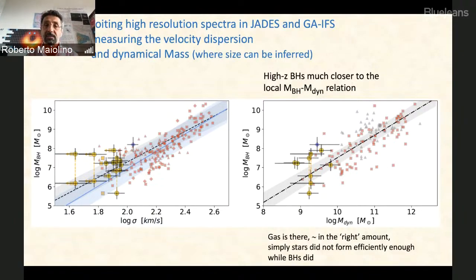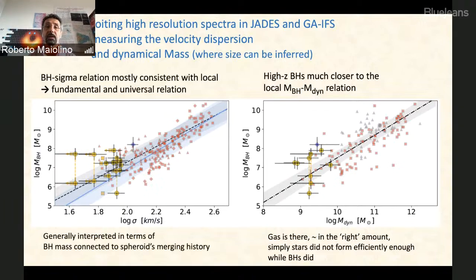Now, if we take only the information of the velocity dispersion, which is the more direct measurement, and so ignore the radius, we can plot these objects in the black hole-sigma relation, which locally we know is the tightest among all the black hole scaling relations and is therefore considered the most fundamental. And we see now that these black holes actually align with the local black hole-sigma relation, most of them at least, okay? So this is telling us that the black hole-sigma relation is not only more fundamental, but also is probably a universal relation.